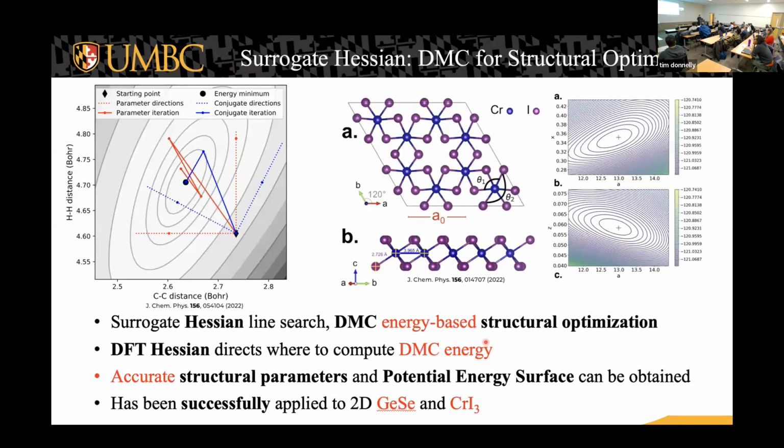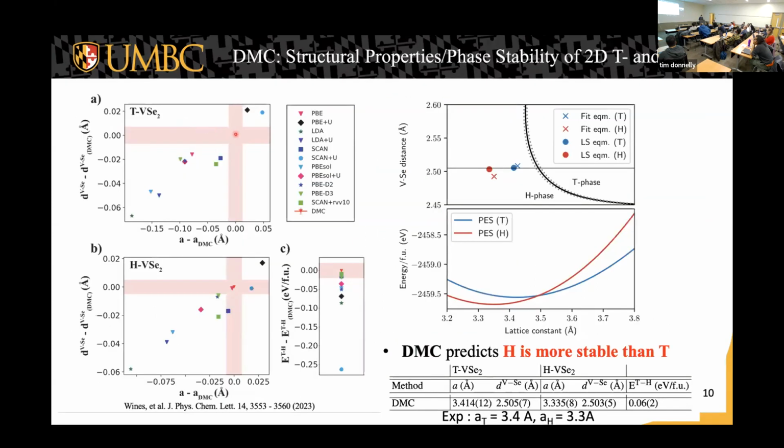So we literally knocked on Jason's door. Hey, can you help us with this? Sorry, how can we find the accurate geometry of this material? And then we conducted geometry relaxations using the surrogate Hessian approach. And this is our QMC data point here.